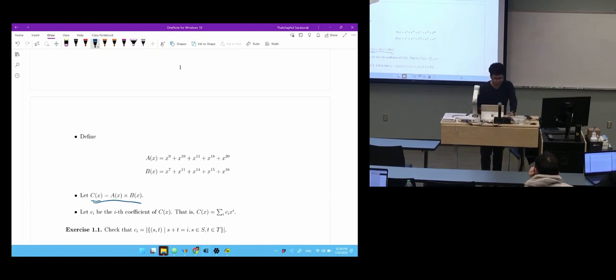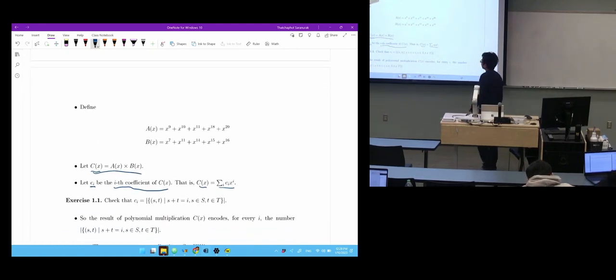C is a polynomial, so I can just set, let's say that Ci is the ith coefficient of Cx. That is, I can write Ci in this way. Now if you just think about it a bit, you will see that Ci is exactly the number of ways you can pair up a number in the set S and set T so that it adds up to i.